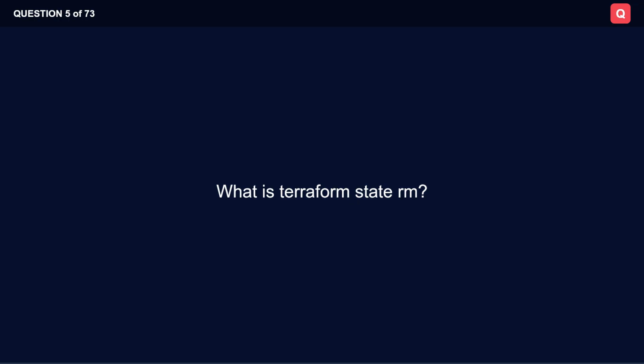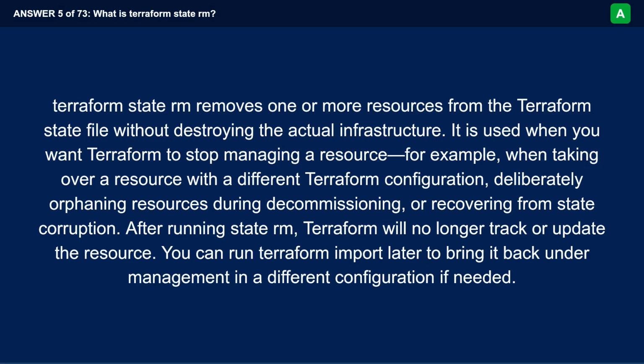What is terraform state rm? Terraform state rm removes one or more resources from the Terraform state file without destroying the actual infrastructure. It is used when you want Terraform to stop managing a resource.